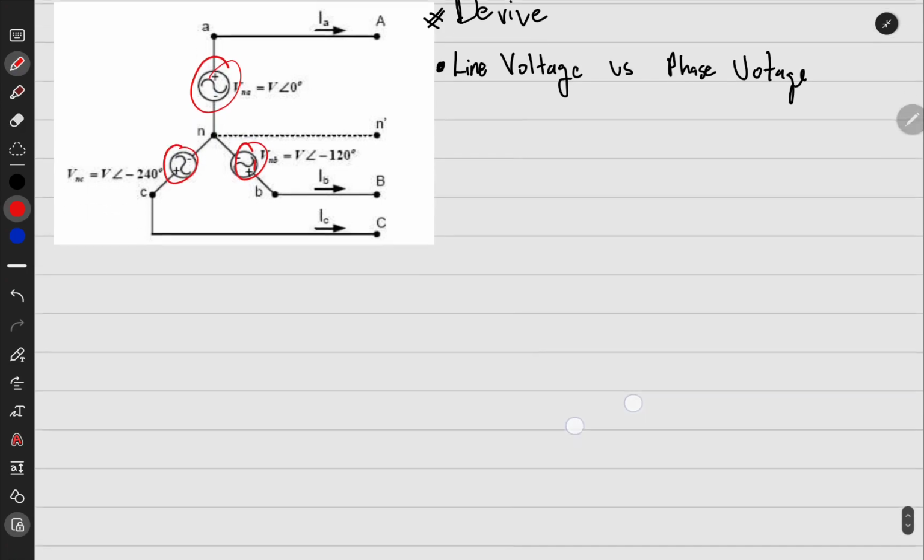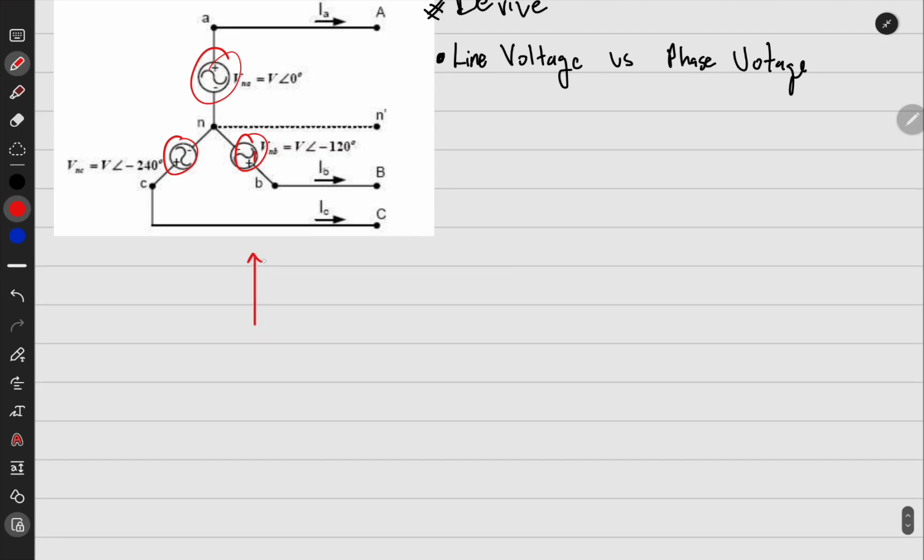I think it is worth noting the phasor diagram. Let me do the phasor diagram. Here we have VA, then here I'll have VB, and here I have VC. All of them are 120 degrees out of phase. So we can build on that.